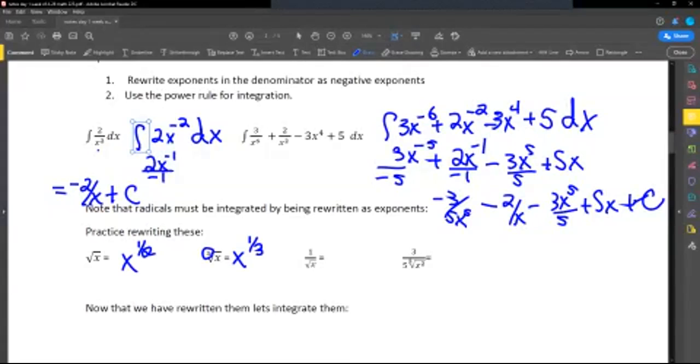If x is on the bottom, well, it's going to be a negative power, so x to the negative 1/2 for 1 over the square root of x. And this guy would be written as 3/5 x, it's going to be negative, it's on the bottom. Keep the power and divide by the exponent.